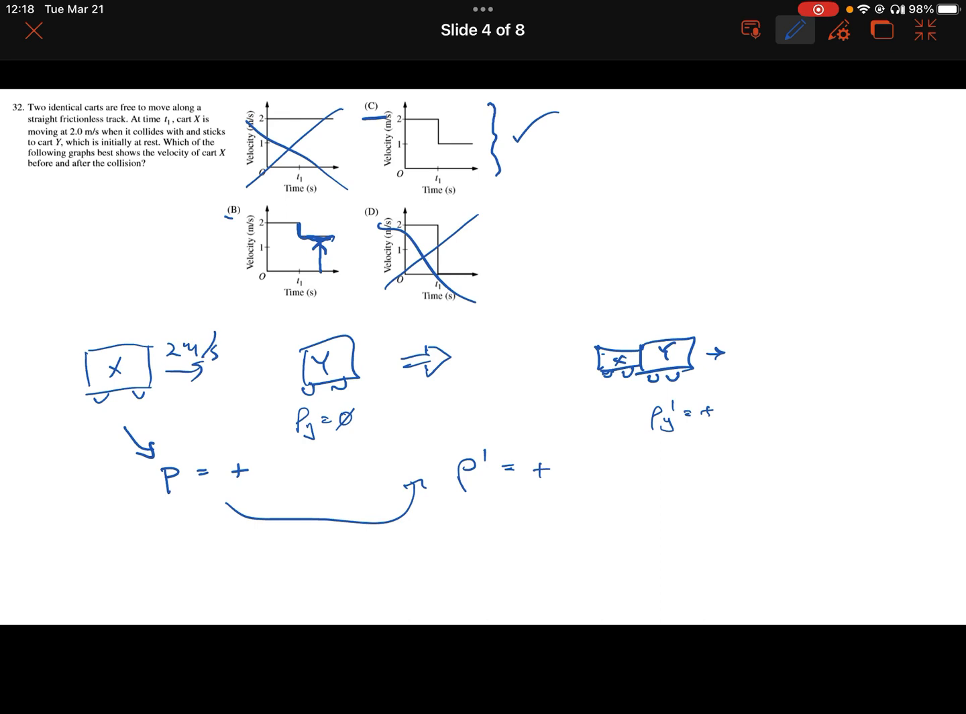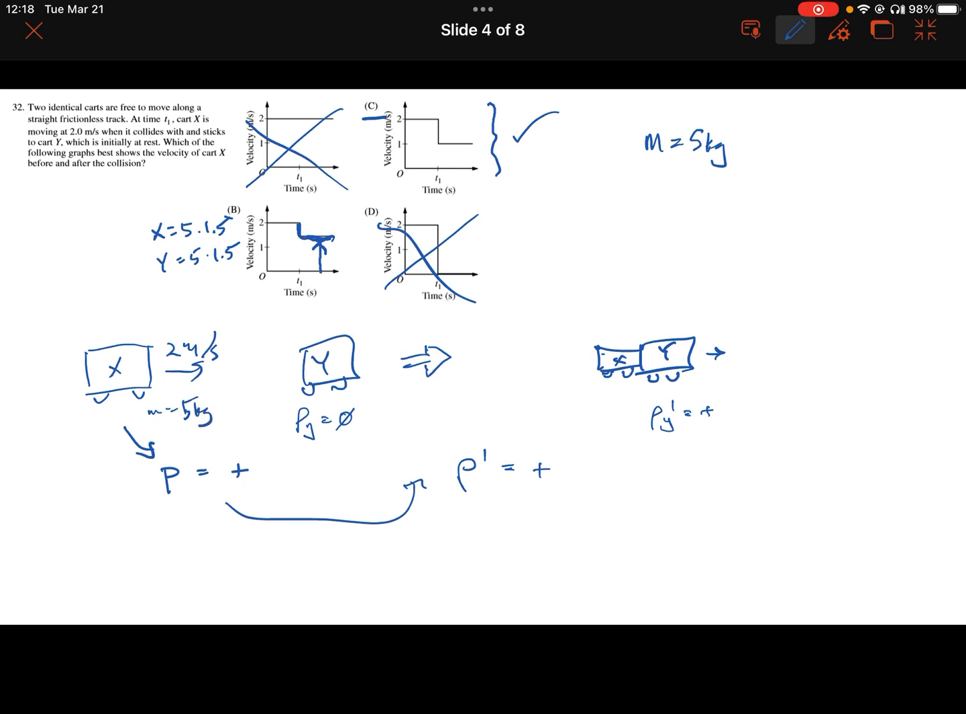Cart X must have lost half its momentum, and cart Y must have gained an equal amount. So we could reason our way to it. If you wanted to, you could also have just said, well, let's just say the mass is 5 kilograms. If we do that, then you can actually figure out that in case B, for example, cart X would have had 5 times 1.5, cart Y would have had 5 times 1.5, and that's going to give you a total of 15 kilogram meters per second when we only had 10 kilogram meters per second to start with.